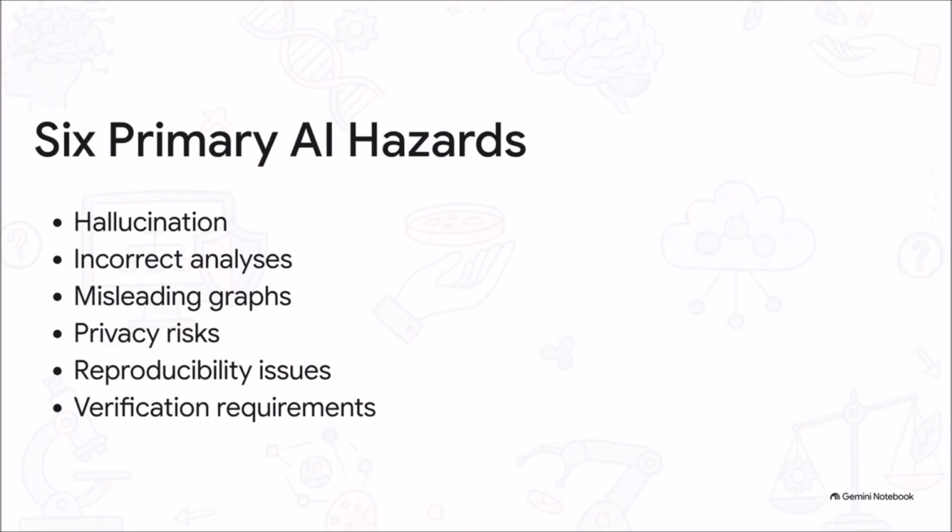Before we can ever truly trust the output of an AI system in a lab or clinical setting, we really need to define exactly what it gets wrong. These are the 6 primary failure modes you're inevitably going to encounter when relying on AI for data viz and analysis. We're talking hallucination, incorrect analyses, misleading graphs, privacy risks, reproducibility issues, and the heavy burden of verification. Mark my words, if you're using AI, you are absolutely going to encounter every single one of these.